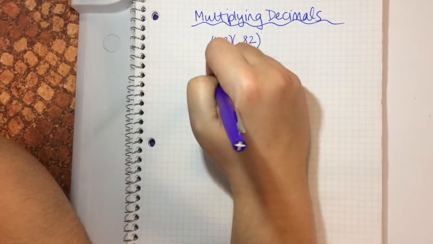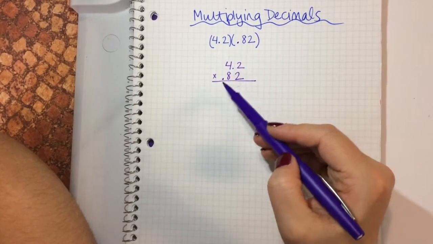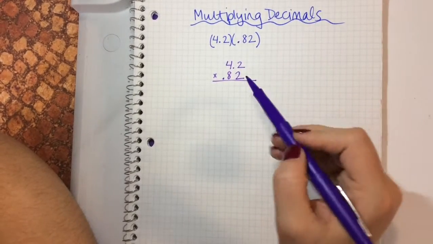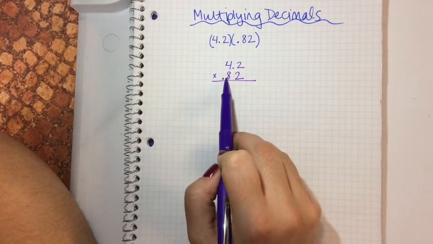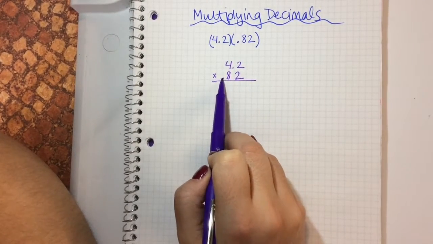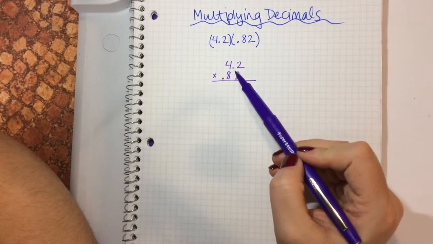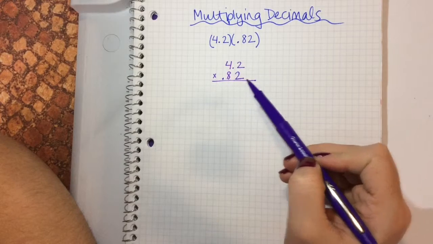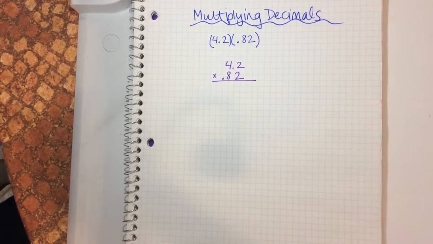For multiplication, I don't need to line up my decimals. It's not important that I line them up. What's important is for me to pay attention to how many digits fall behind a decimal. So how many digits are less than a whole number, basically. So that's not going to matter for me for a little bit.